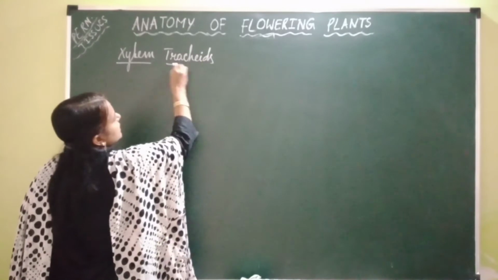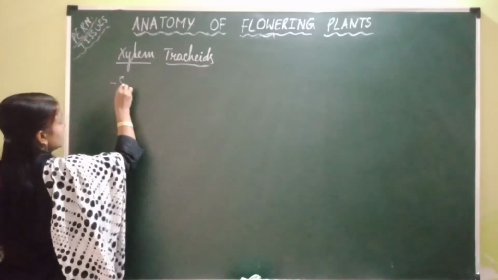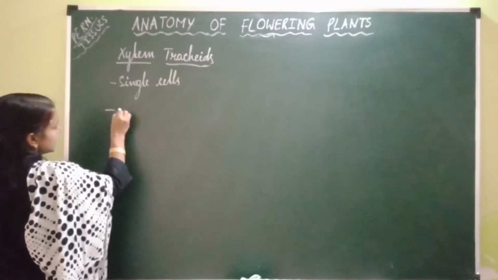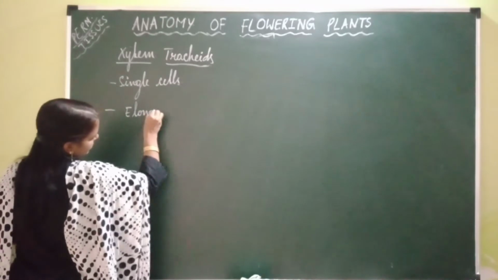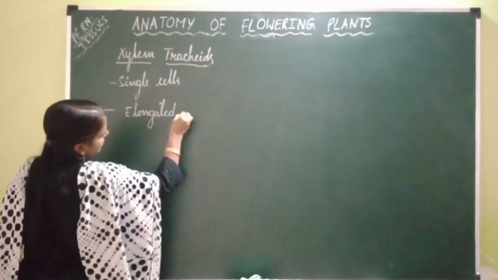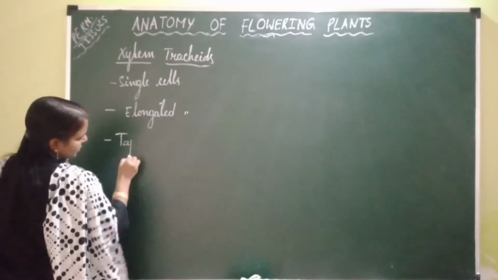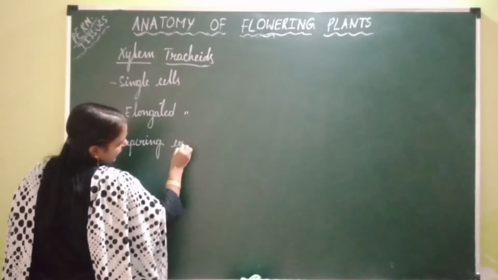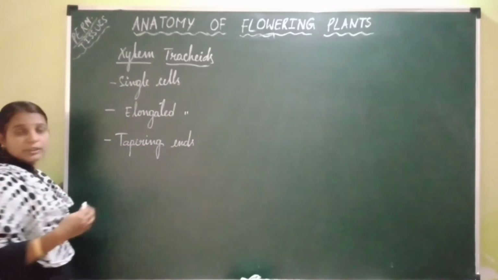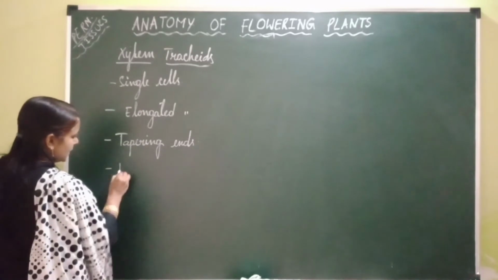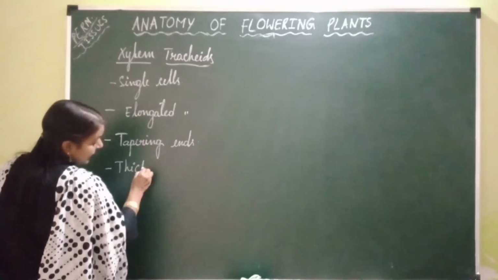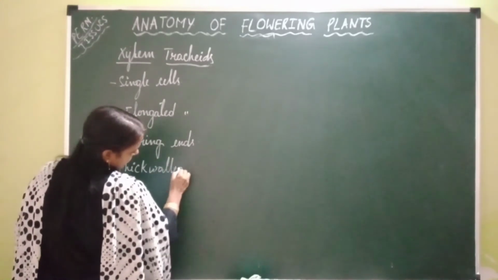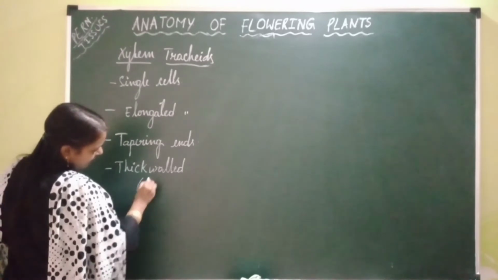These tracheids are single celled and they are elongated cells with tapering ends. And these tracheids are thick walled, where the cell wall thickenings are made of lignin. So they are thick walled. Hence the cell walls of these tracheids are called lignified cell walls.